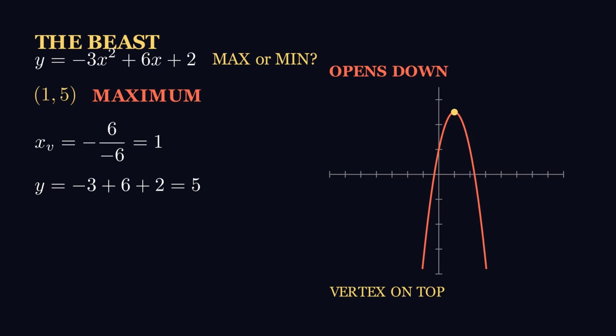Nailed the beast? Maybe you can read a map after all. Botched the signs? Negative b over 2a. Run it back.